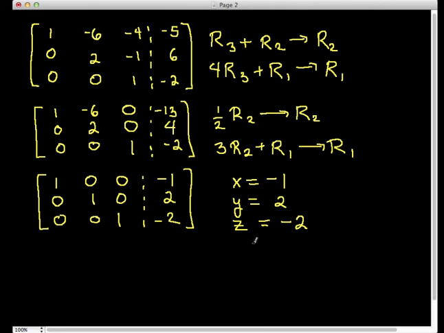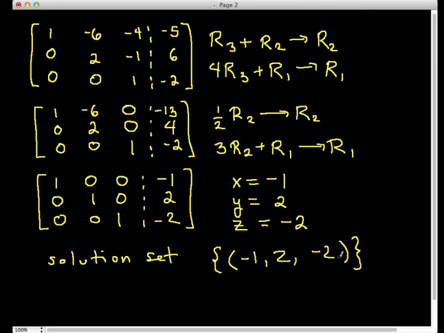So at this point, I see I have a unique solution, and I can write down the solution set very nicely as simply a set consisting of the vector minus 1, 2, minus 2. And there we have it. Gaussian elimination in all its glory.